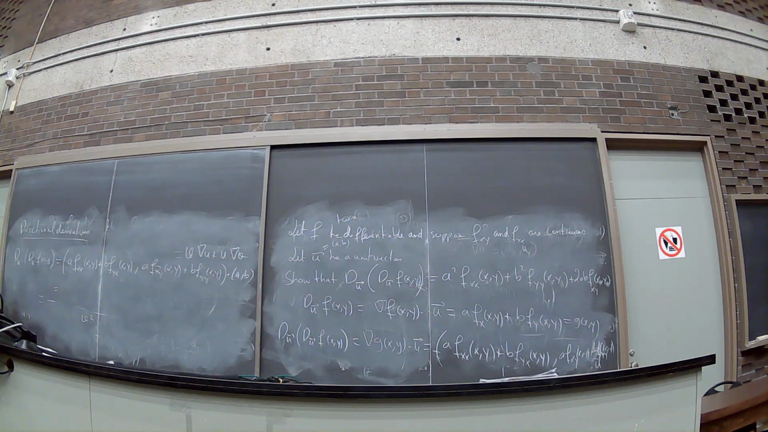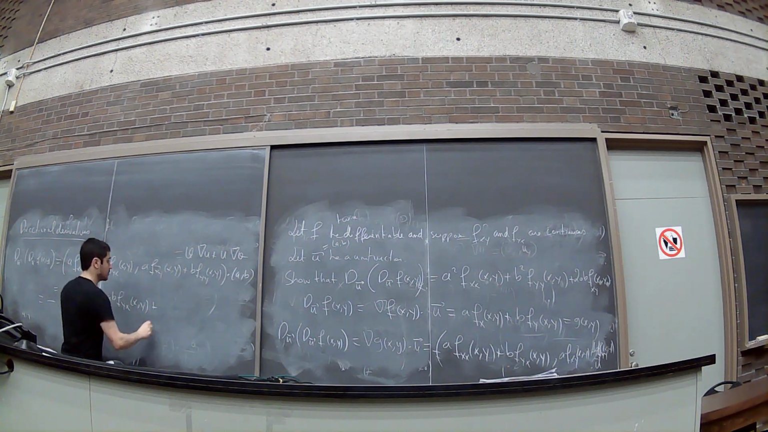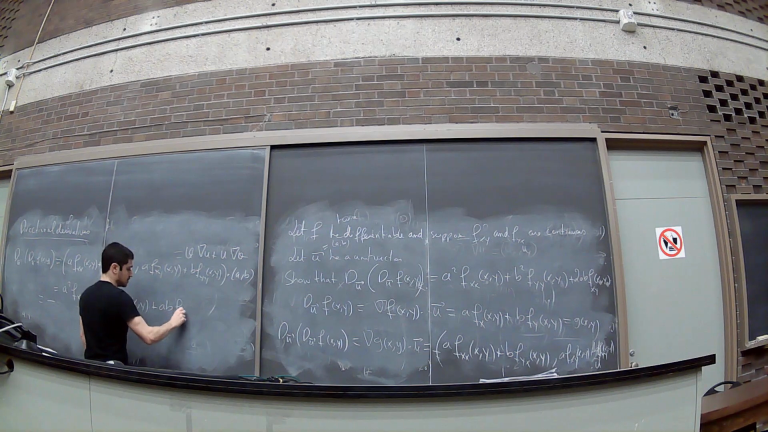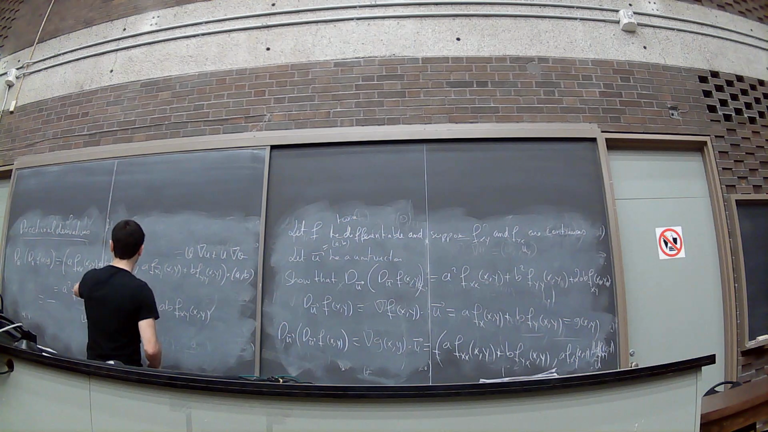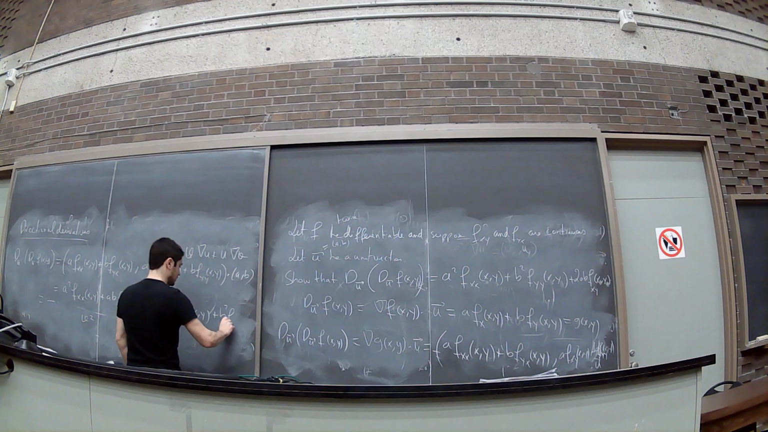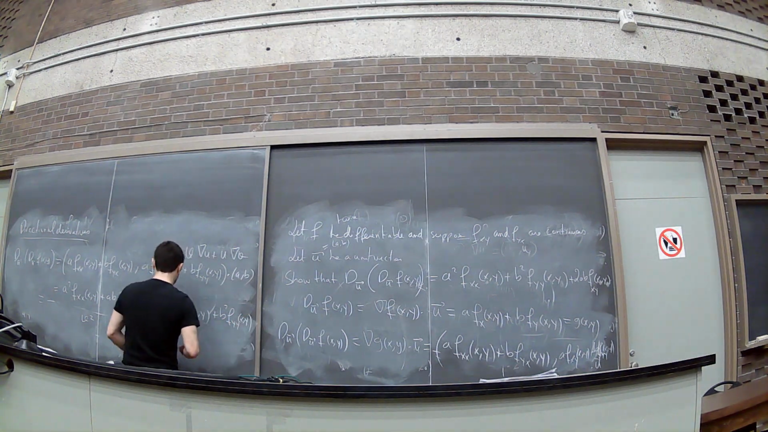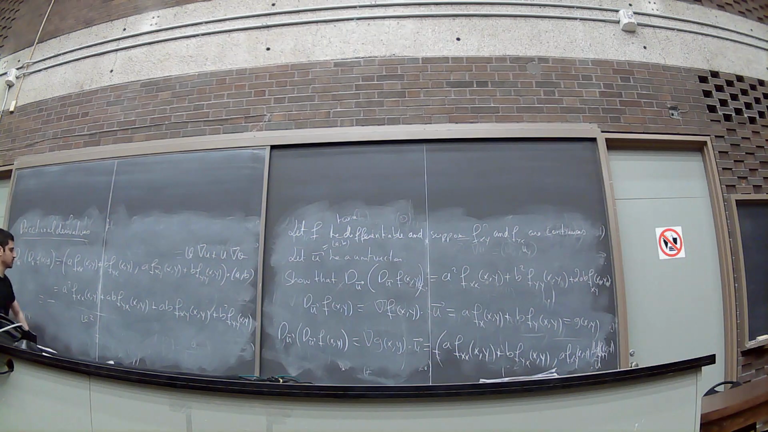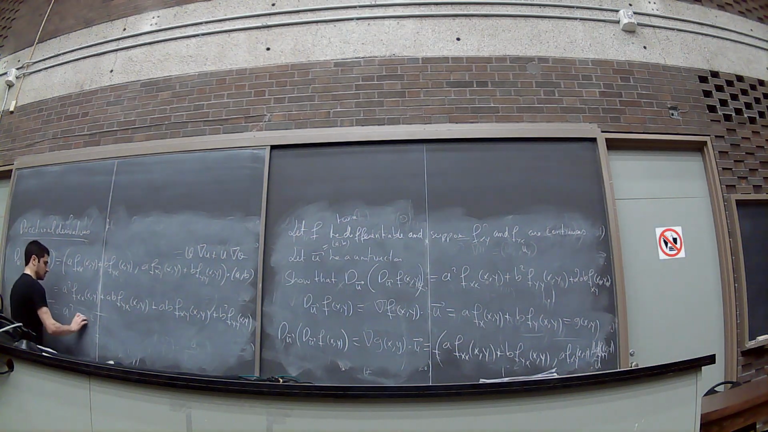Okay, how do I do that? Just take the dot products, right? So it's a squared fxx, right? Plus ab fyx xy plus ab. Get this, a squared.